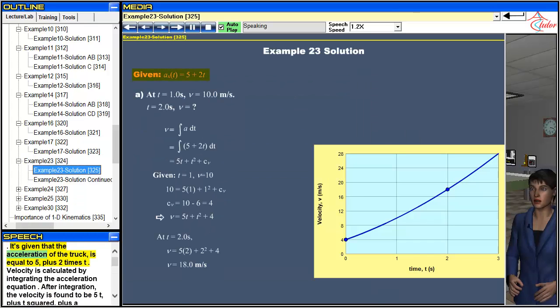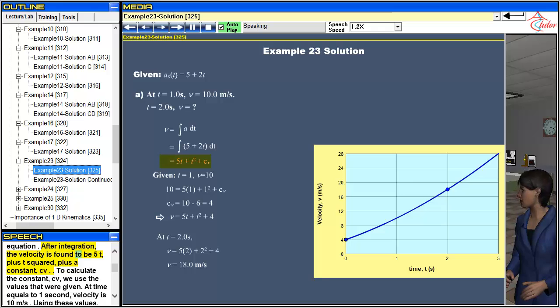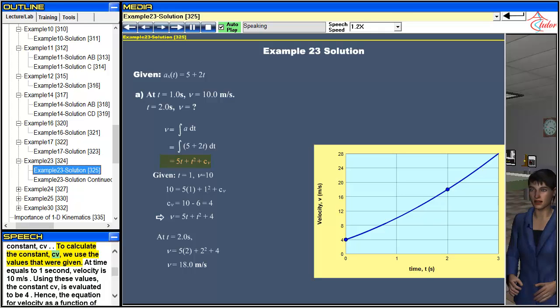It's given that the acceleration of the truck is equal to 5 plus 2t. Velocity is calculated by integrating the acceleration equation. After integration, the velocity is found to be 5t plus t squared plus a constant, Cv. To calculate the constant Cv, we use the values that were given. At time equals 1 second, velocity is 10 meters per second. Using these values, the constant Cv is evaluated to be 4. Hence, the equation for velocity as a function of time is v equals 5t plus t squared plus 4.